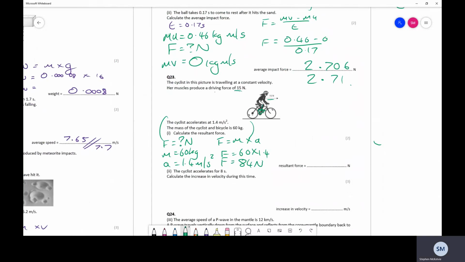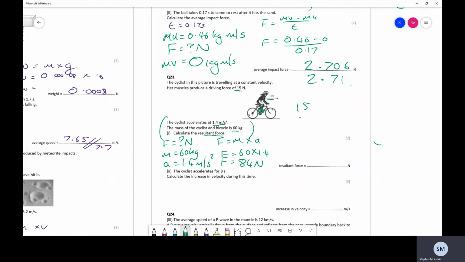Because the resultant force, that is 15 newtons. The cyclist in this picture is traveling at a constant velocity. Your muscles produce a driving force of 15 newtons. The cyclist accelerates at 1.4 meters per second squared. The mass of the cyclist is this. Calculate the resultant force. Well, I've got no forces acting opposite it. The resultant force is 15 newtons.